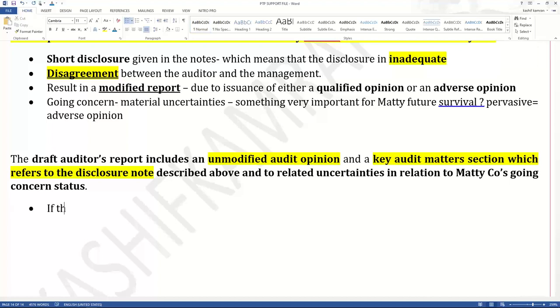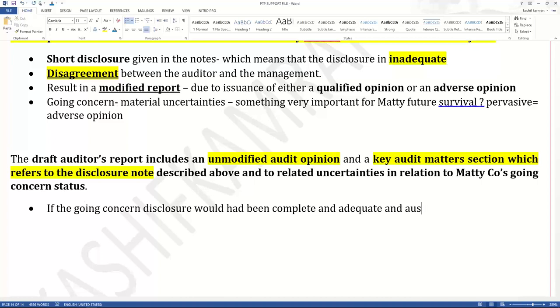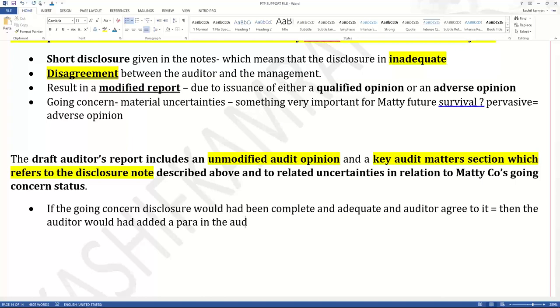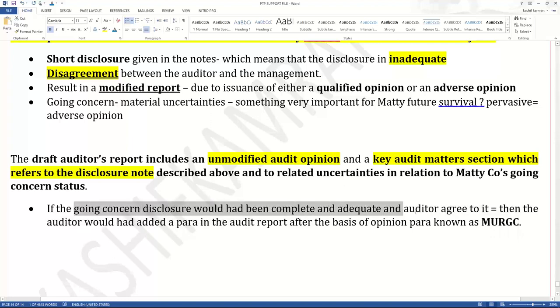Understand. If the going concern disclosure had been complete and adequate, just imagine for a minute, and the auditor agreed to it, then what would have happened? Then the auditor would have added a paragraph in the audit report after the basis of opinion paragraph, known as MURGC. You add a MURGC paragraph when the going concern disclosure is complete and adequate and the auditor agreed to it.